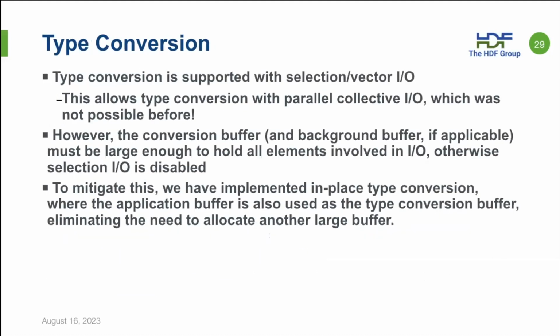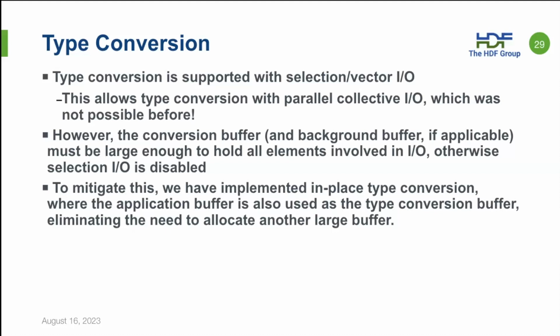All right, and type conversion is supported with selection vector IO, and this also allows type conversion with collective IO, which is a new thing that wasn't possible before. It's new in 1.14.2, and so that can potentially greatly improve your performance for your parallel application. But in order for it to work, the type conversion buffer and the background buffer, if you need one, need to be large enough to hold the entire IO. Otherwise, we disable selection IO. And we realize that that can be a limitation for many applications.